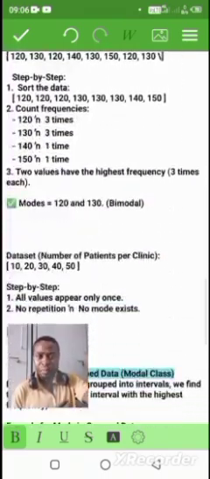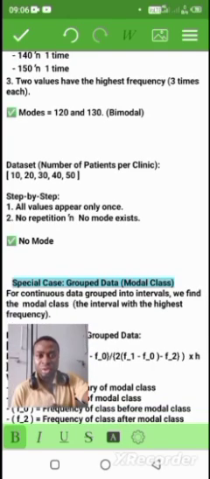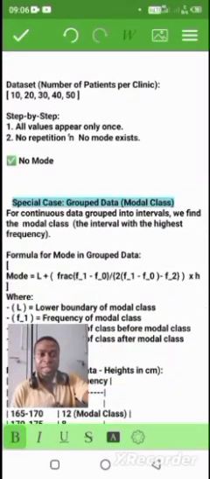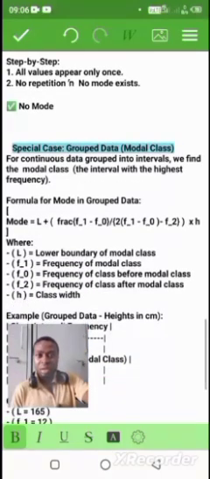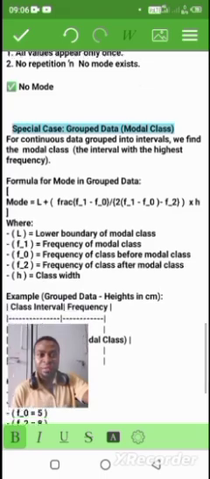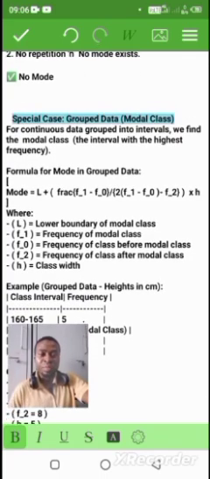Now I want us to look at the special case of grouped data. How can we calculate the mode when we have grouped data? This will be our formula on the screen. L is the lower boundary of the modal class, F1 is the frequency of the modal class, F0 is the frequency of the class before the modal class, F2 is the frequency of the class after the modal class, and h is the class width.